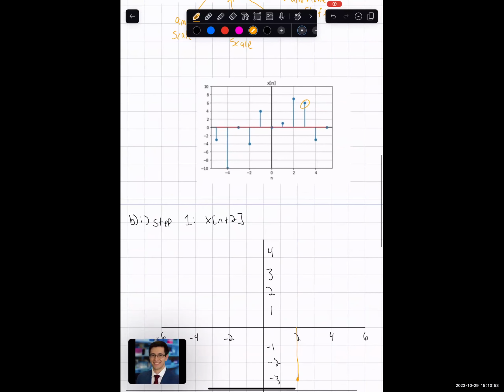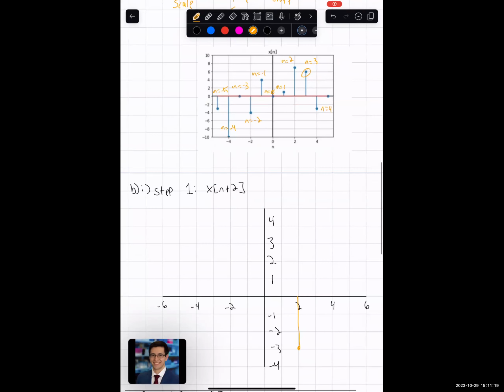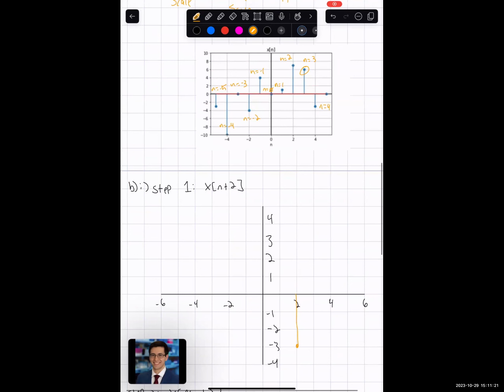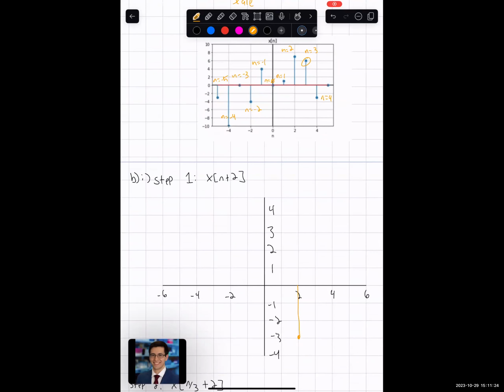It might actually be nice to write it like this, guys. So we can write n equals 4, n equals 3, n equals 2, n equals 1. That's 0. It's still important to shift it though, guys. N equals 0, -1, -2. Yeah, so now we can just kind of look at these numbers, and in our head, it's a little easier. So now we can shift this lollipop at n equals 3 to n equals 1. That's going to be at 6.